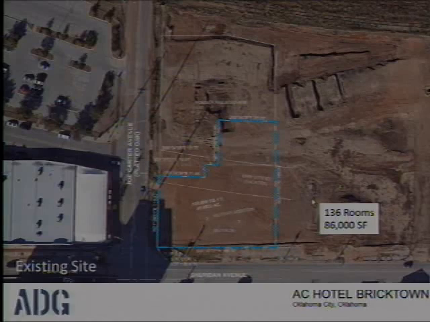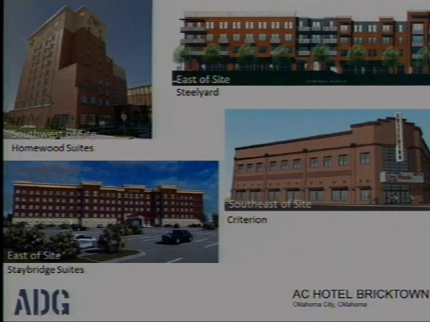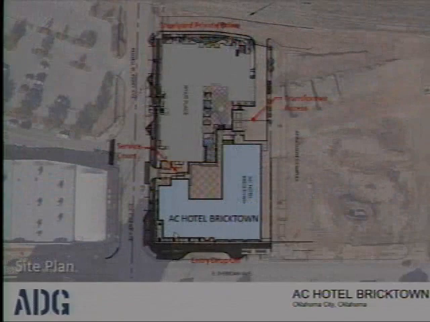Again, just want to talk a little bit about the site. We're at the corner of Sheridan and Joe Carter on the northeast corner, and the whole site occupies two hotels. So we have the AC and we have the Hyatt Place. The Hyatt Place has already been approved. Just some of the surrounding projects that this project will be adjacent to. Of course, the Homewood Suites that has already been completed, the steel yard that's under construction, Criterion that's under construction, and the Staybridge Suites down at the end of Sheridan.